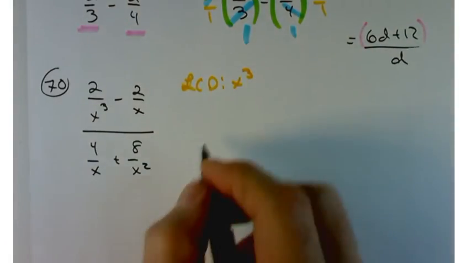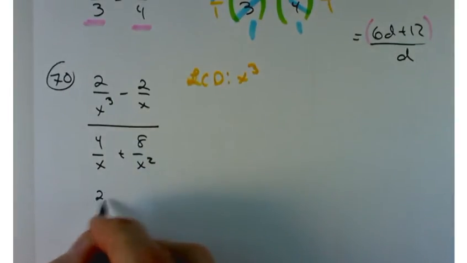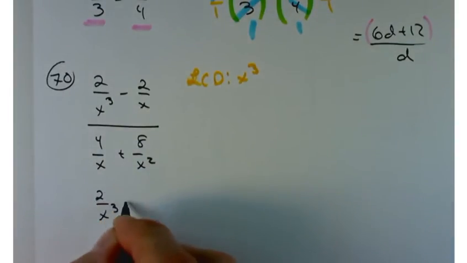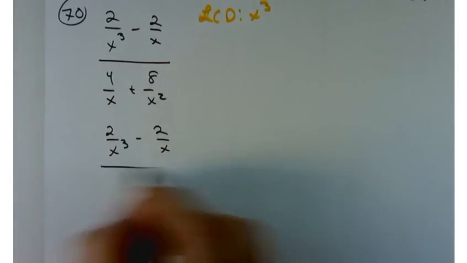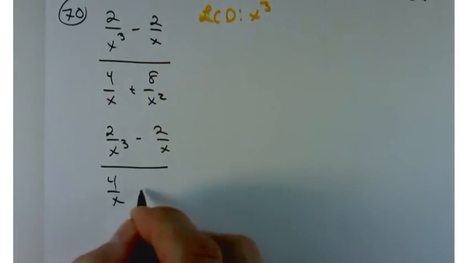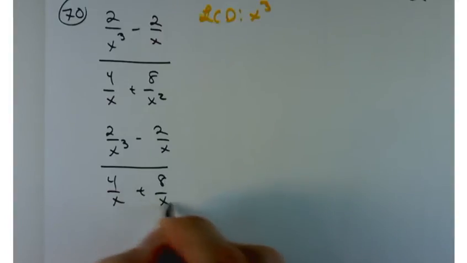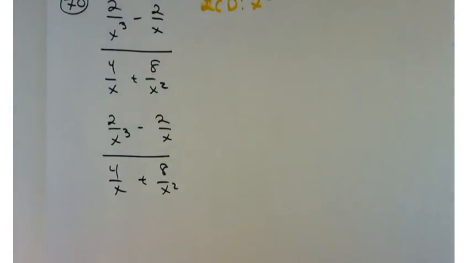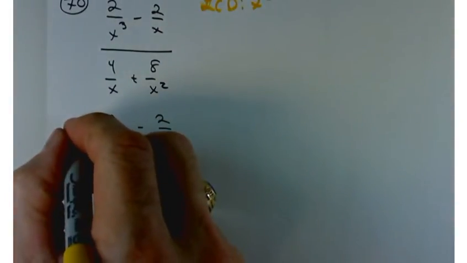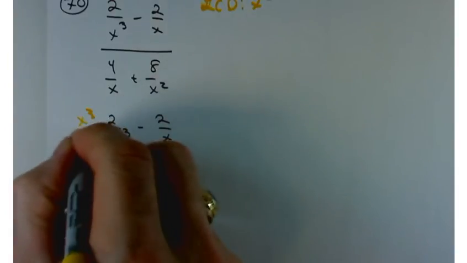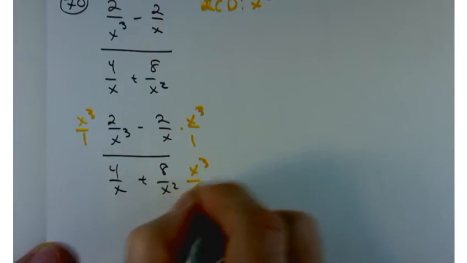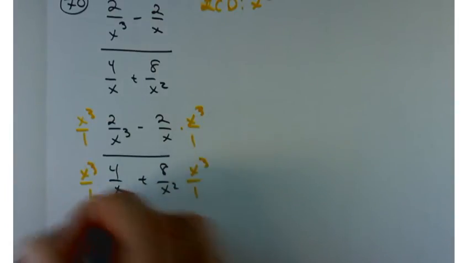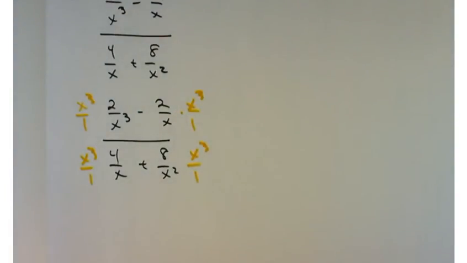So let me rewrite this. That's going to be 2 over x cubed minus 2 over x divided by 4 over x plus 8 over x squared. This is going to get multiplied by x cubed over 1 times x cubed over 1, x cubed over 1, and x cubed over 1. Notice that all of these terms are getting multiplied by that LCD.